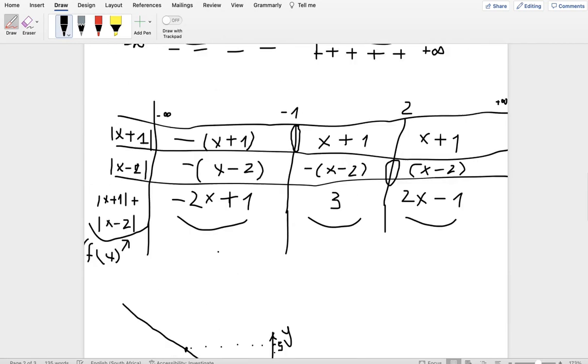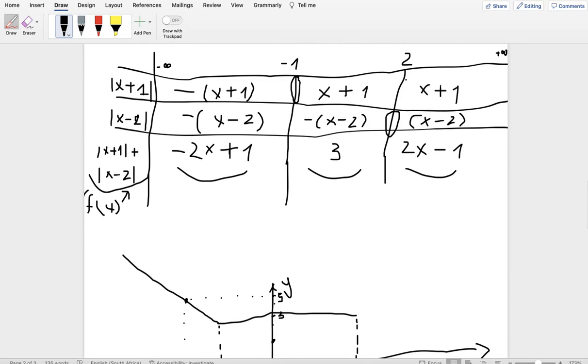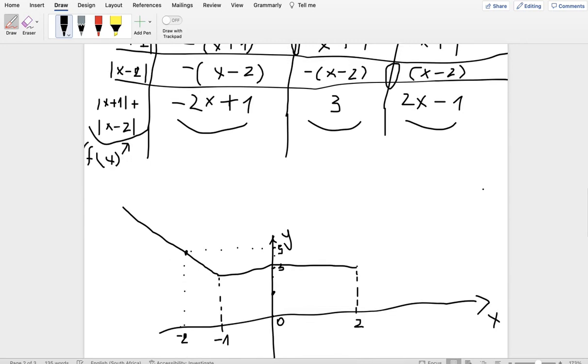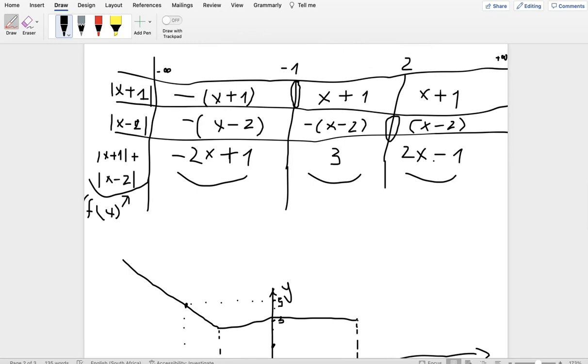And then when it hits -1, between -1 and 2, it's equal to 3, right? So where is 3? We said if this is 1, 2, 3, 3 is somewhere here. So it's equal to 3, meaning it's just a horizontal line all the way up until it reaches 2. We said between -1 and 2. And then when it hits 2, it's now equal to 2x minus 1, right?